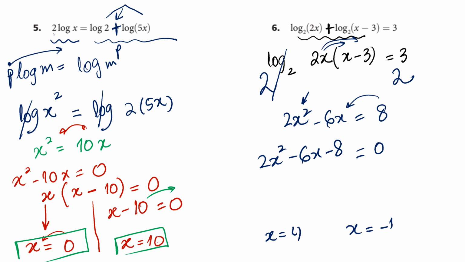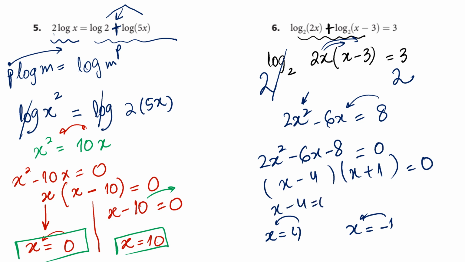Now what you have to do? You have to factor it by bringing the 4 here, so x minus 4, by bringing the negative 1 here, x plus 1 equals to 0. So you will get, factor it, x minus 4 equals 0 and x plus 1 equals to 0. And this would be your final answer, x equals to 4 and x equals to negative 1.